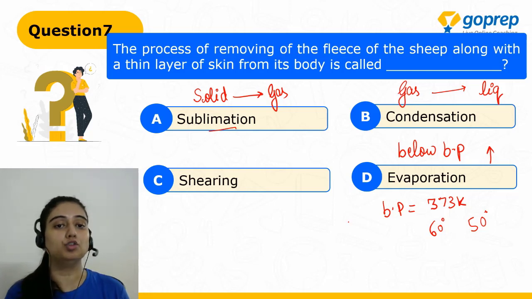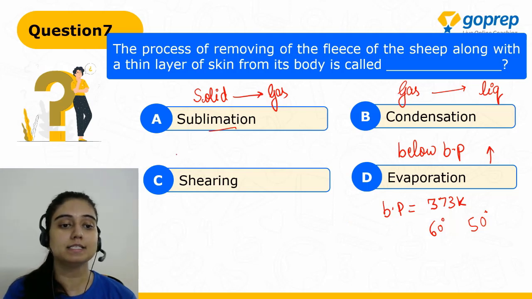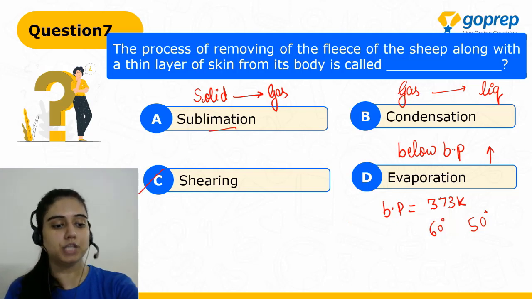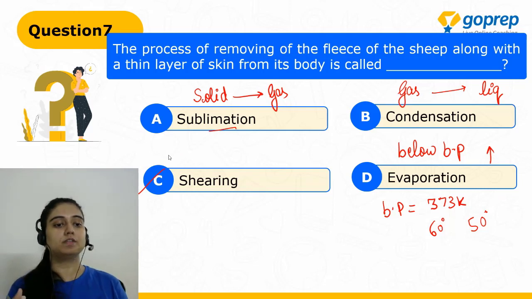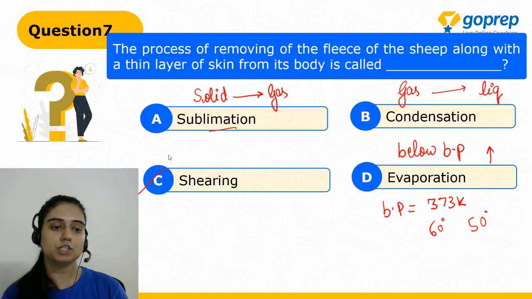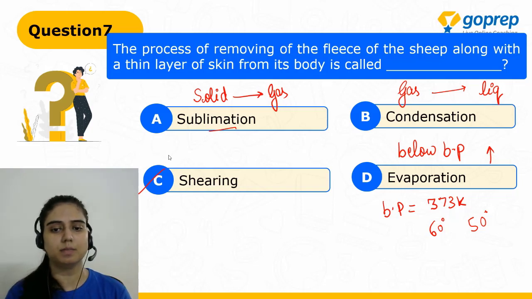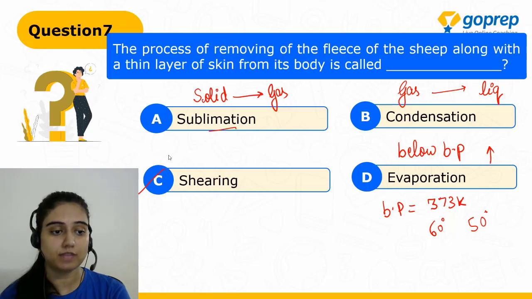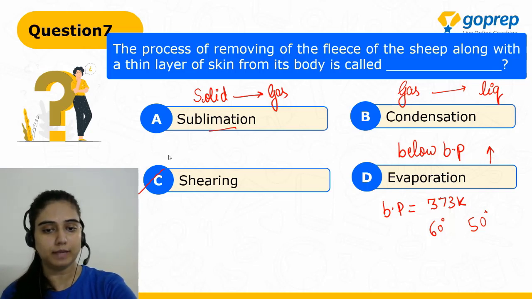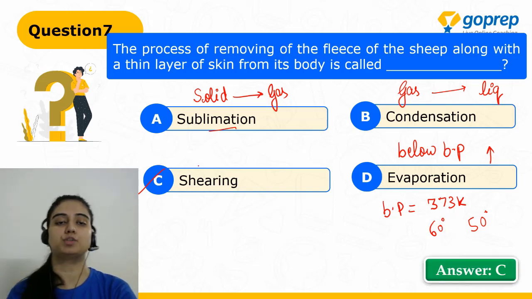So these processes are not related to removing the fleece of the sheep, that is shearing. Shearing is a process, students, where the fleece of the sheep along with a thin layer of skin is removed from the sheep's body. This process is called shearing. Machines similar to these are used by barbers also to shave the hair. So that is called the shearing process, right? So the correct answer is option C.